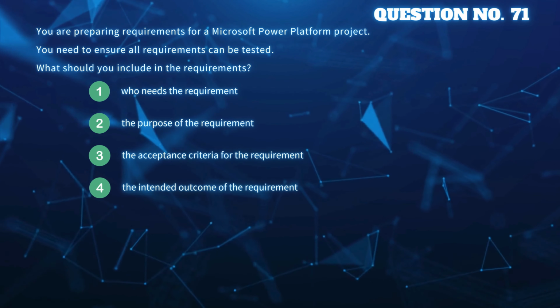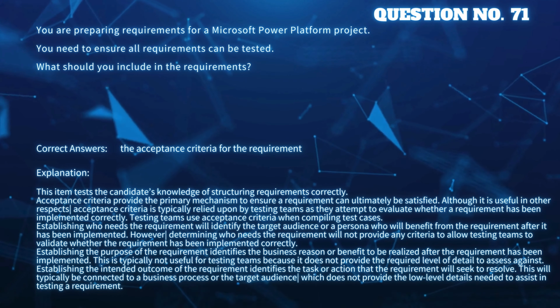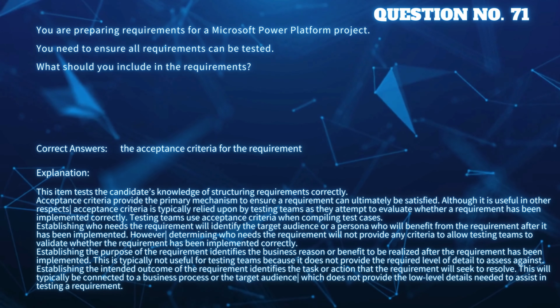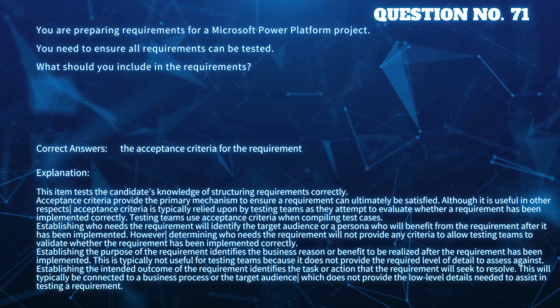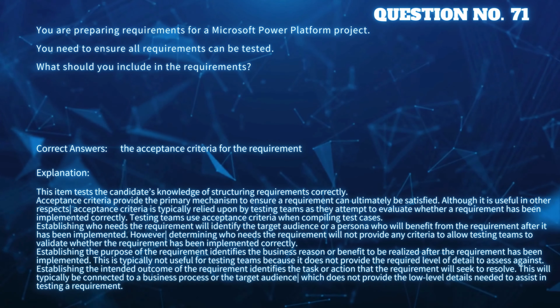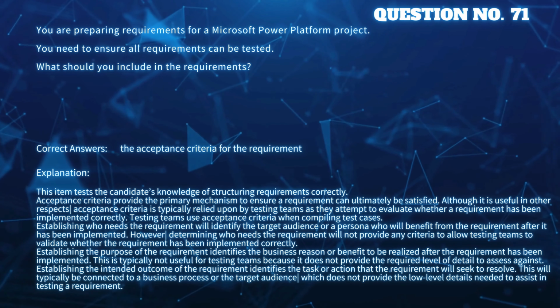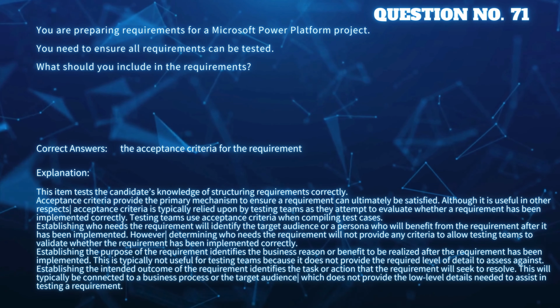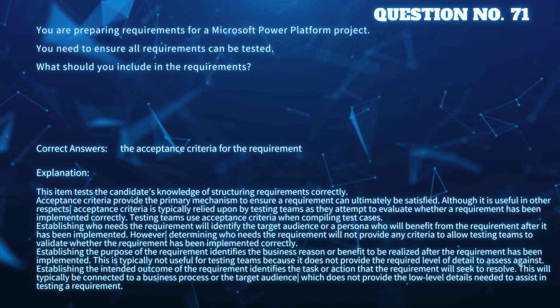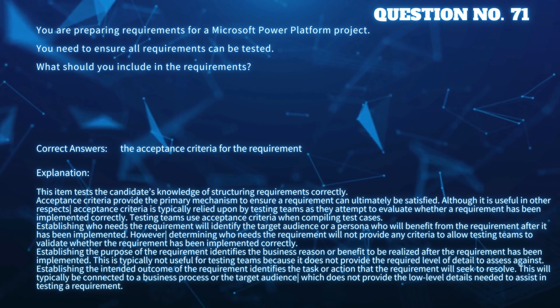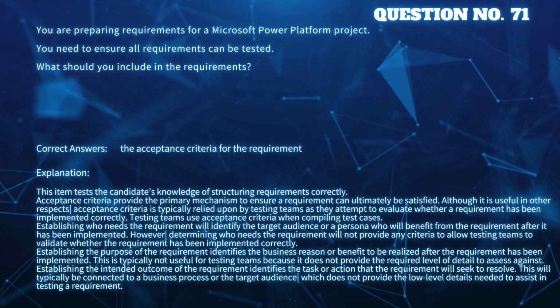Correct answer: the acceptance criteria for the requirement. Explanation: this item tests the candidate's knowledge of structuring requirements correctly. Acceptance criteria provide the primary mechanism to ensure a requirement can ultimately be satisfied. Although it is useful in other respects, acceptance criteria is typically relied upon by testing teams as they attempt to evaluate whether a requirement has been implemented correctly.